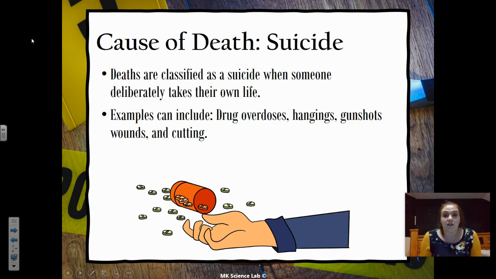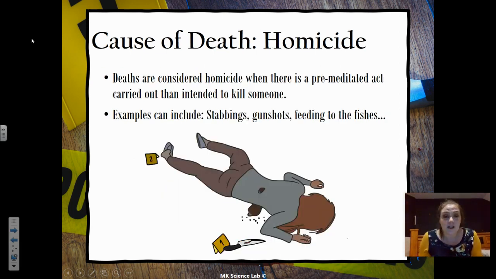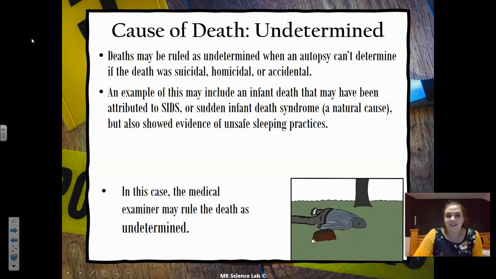Deaths are classified as suicide when someone deliberately takes their own life. Examples are drug overdose, hangings, gunshot wounds, and cutting. Deaths are considered homicide when there is a premeditated act carried out with intent to kill someone. So stabbings, gunshots, feeding to the fishes.